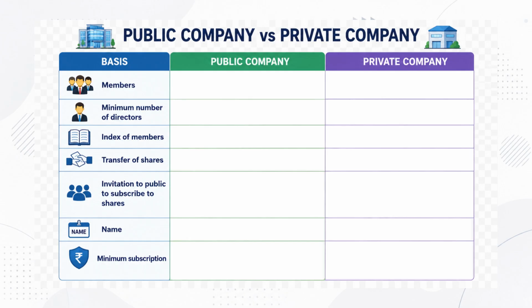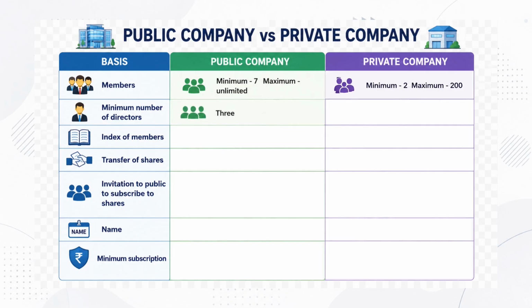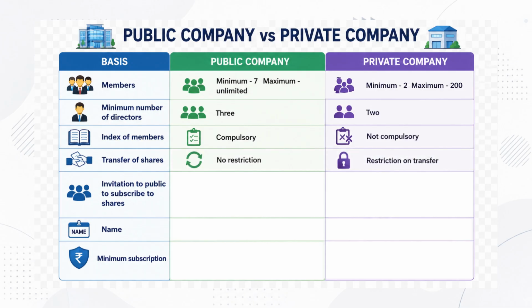Let us look at the differences between a private company and a public company. A public company needs to have a minimum of 7 members, and the maximum is unlimited, whereas a private company can have a minimum of 2 and a maximum of 200 members. A public company has to have a minimum of 3 directors, whereas a private company has to have a minimum of 2 directors.